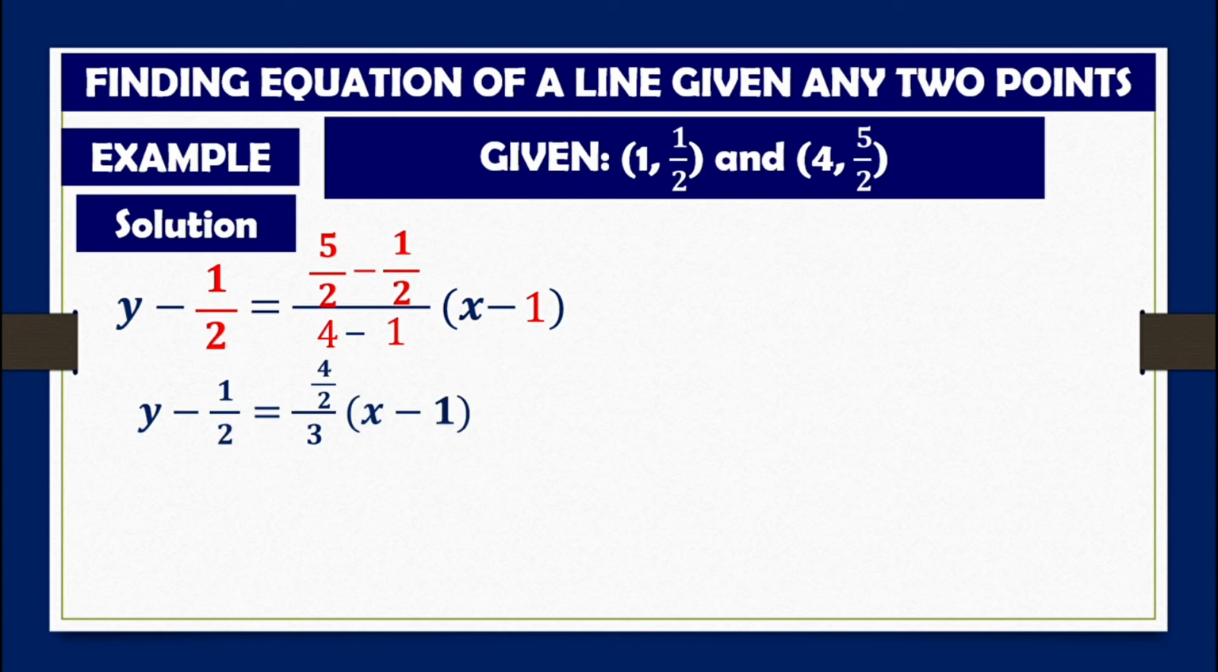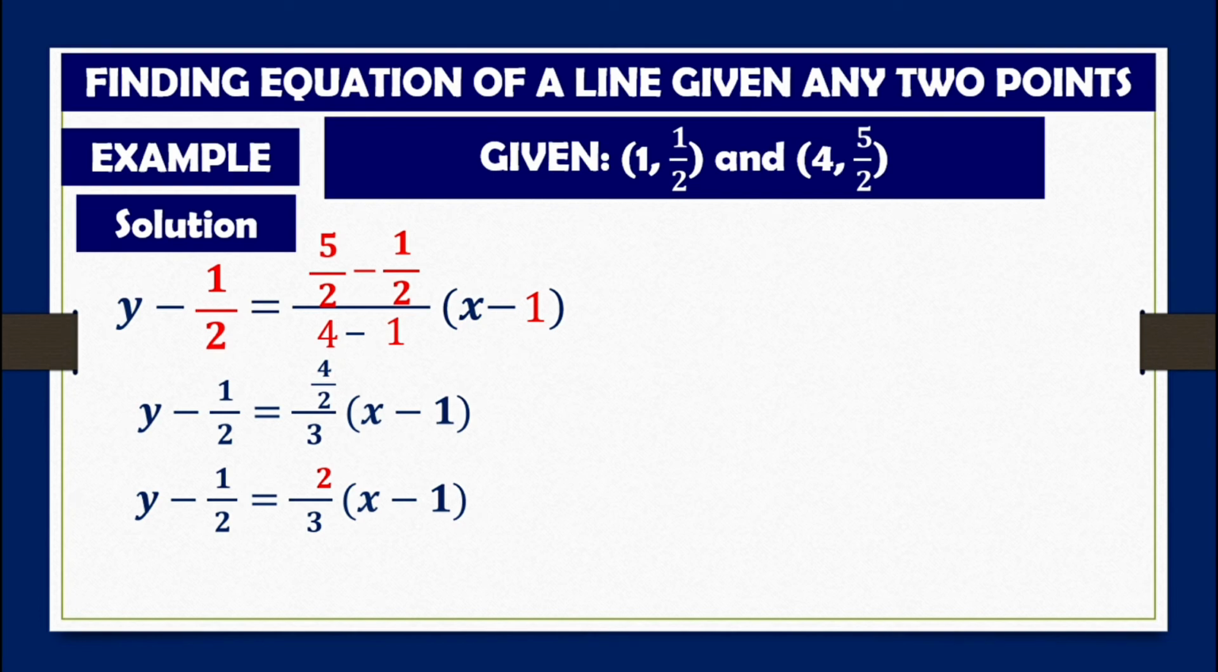4/2 is a result when we get the difference between 5/2 and 1/2, while 3 is a difference of 4 and 1, while we copy terms in the quantity x minus 1. Simplify. Y minus 1/2 is equal to 2. 2 is a result when we simplify 4/2 all over 3 times the quantity x minus 1.